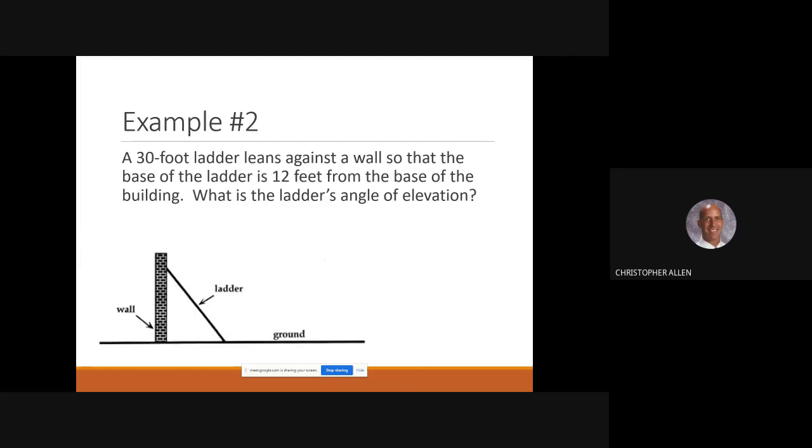So here's what example 2 says. A 30-foot ladder leans against a wall, so the base of the ladder is 12 feet from the base of the building. What is the ladder's angle of elevation? Okay, so here's what I would recommend that you do. On these homework questions, when you work, I recommend that you draw. Now, I've already got the pictures drawn right here for this one, so that makes it easy for me.